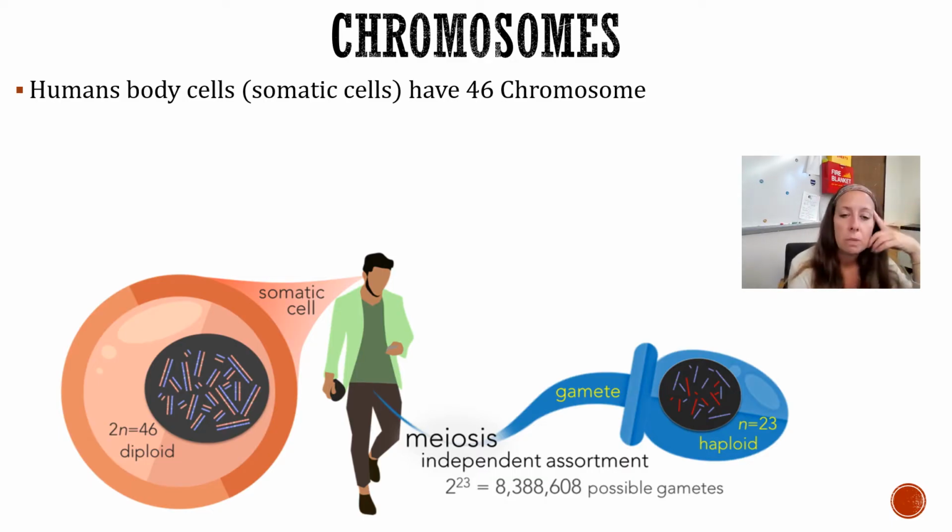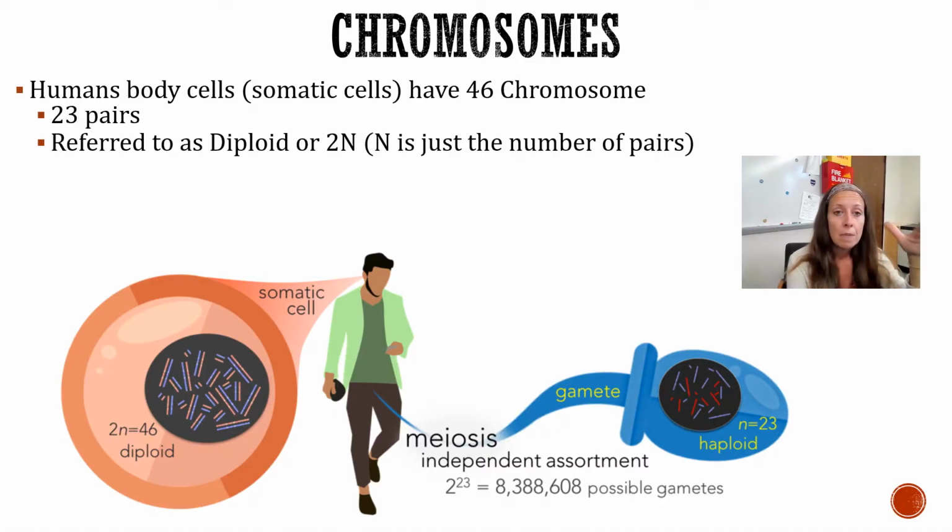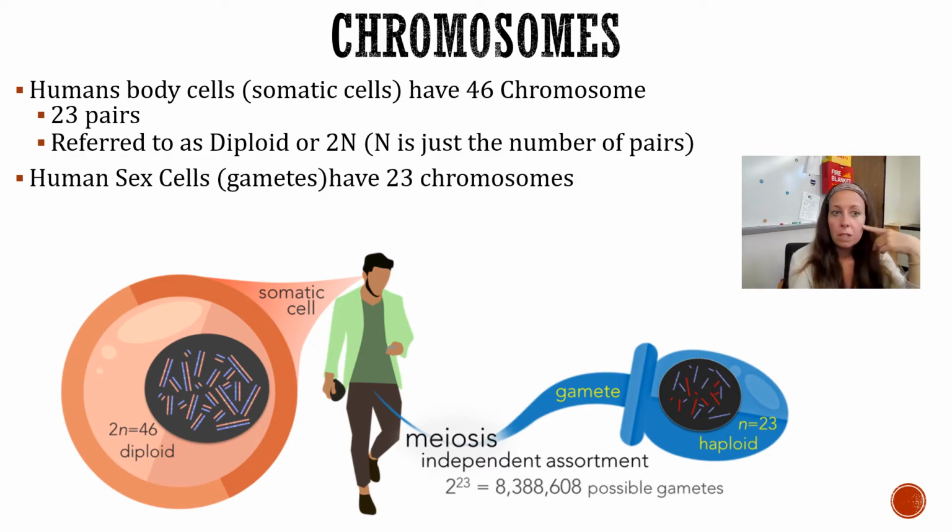Chromosomes in human bodies, we have 46 chromosomes in our somatic cells. Those are our body cells, right? We have them in 23 pairs of homologous chromosomes, one from mom, one from dad. This is referred to as diploid or 2N, and 2 means there's a pair of them.